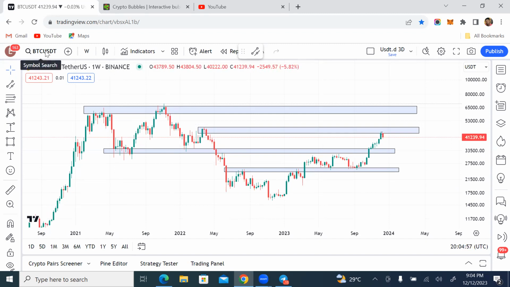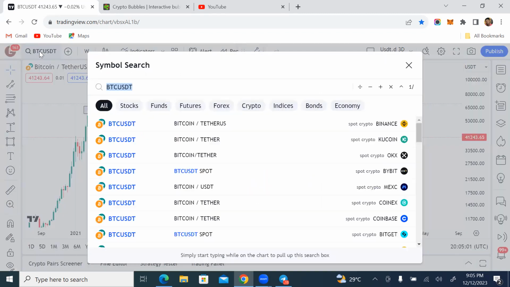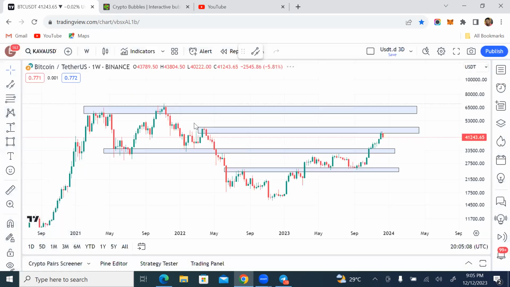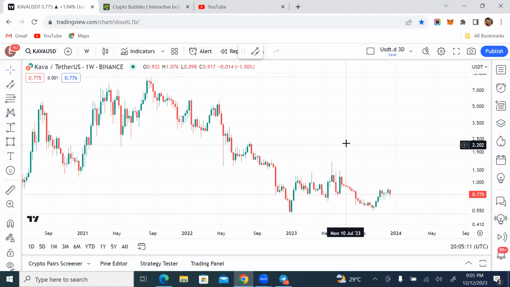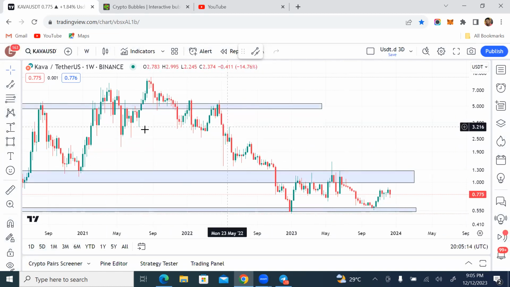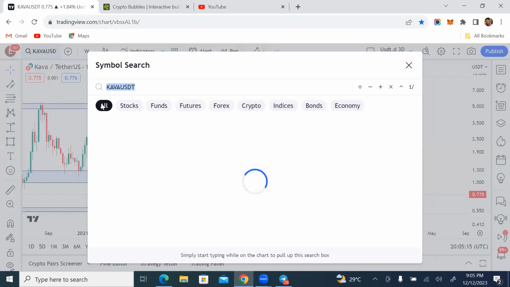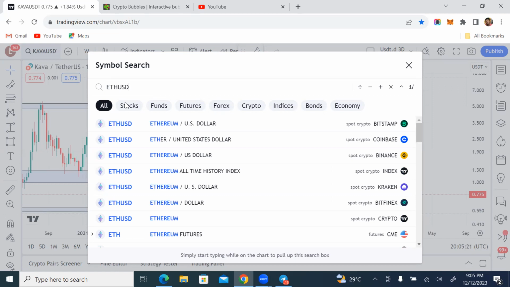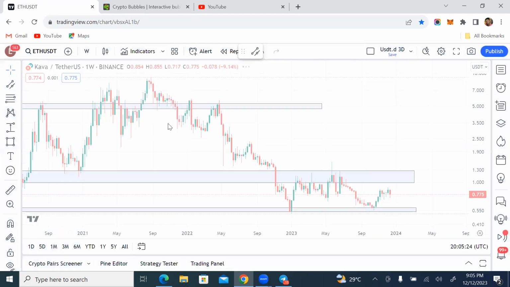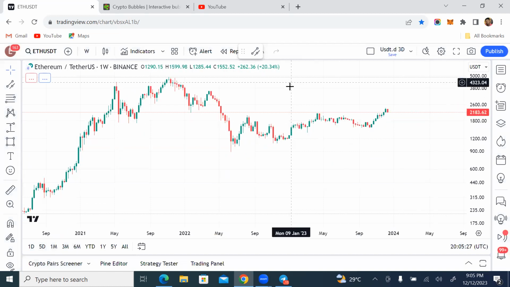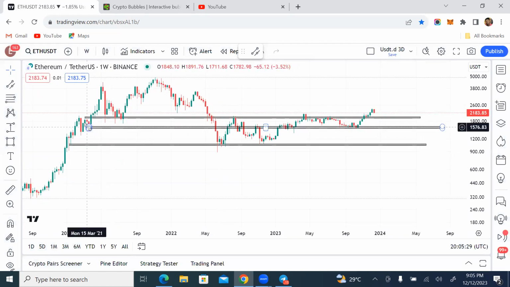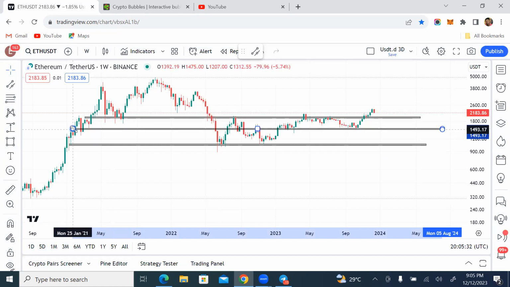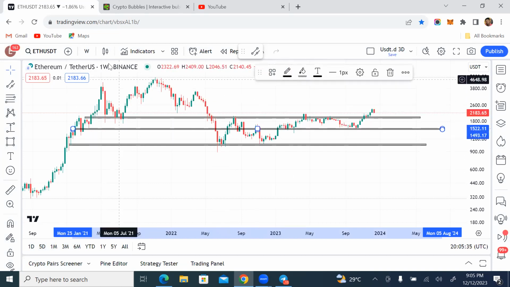Let's see. Okay, let's say Kava USDT. I love this coin so much. Oh, I've plotted for this already. Okay, let me see Ethereum USDT. Okay, I don't think I've done anything. I've basically plotted all my key levels already.